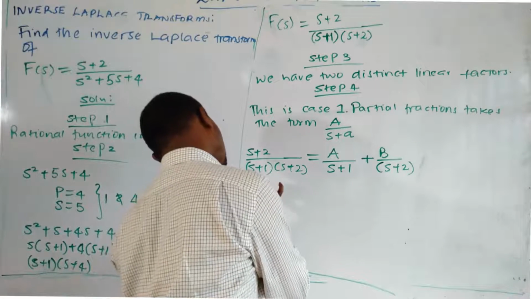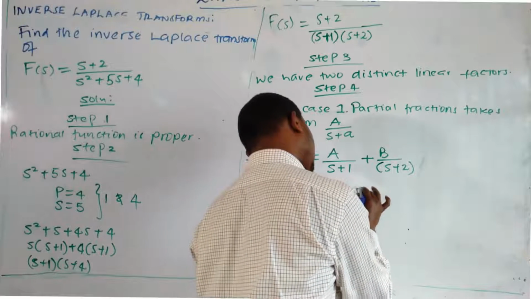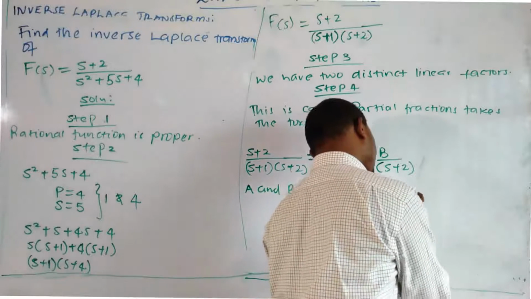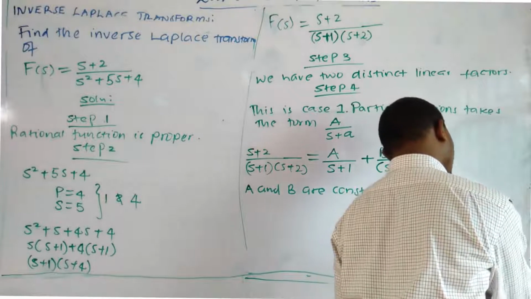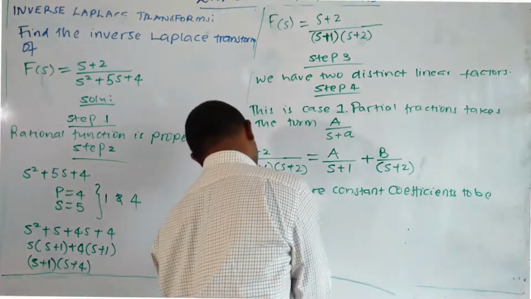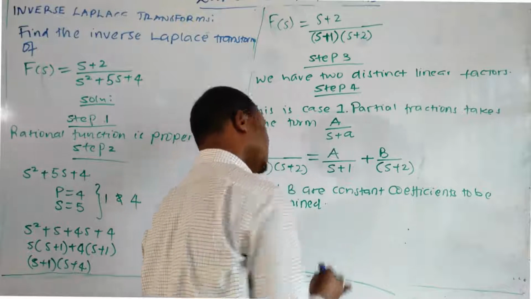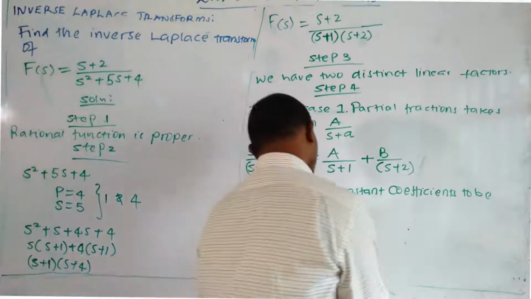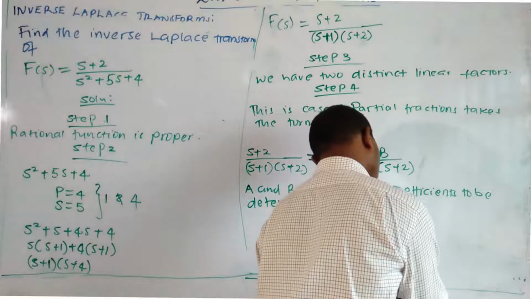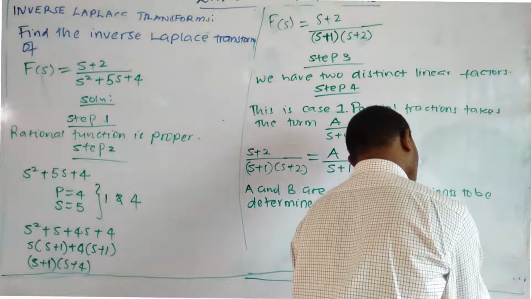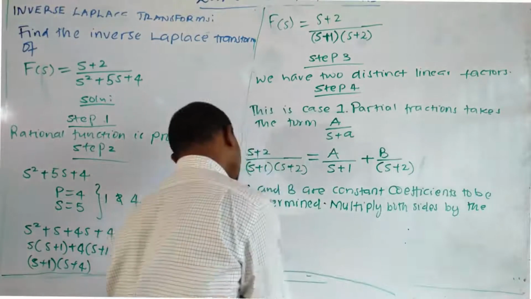A and B are constant coefficients to be determined. They are constant coefficients to be determined. How do we determine them? Multiply both sides by the denominator.